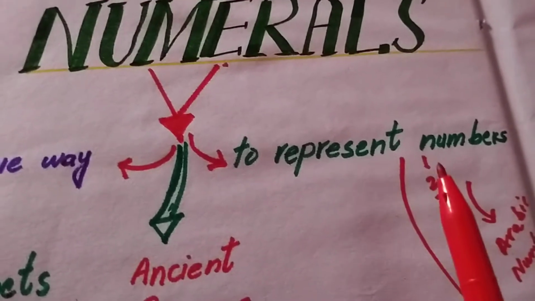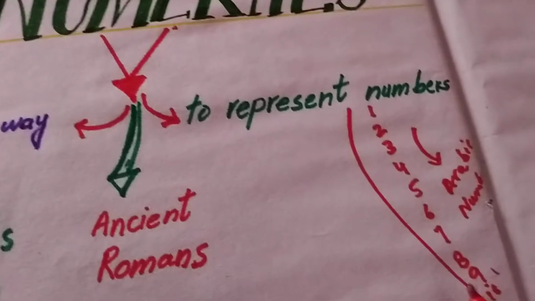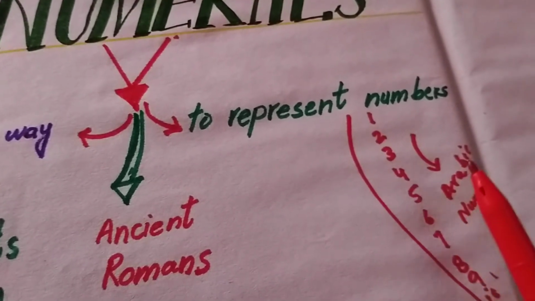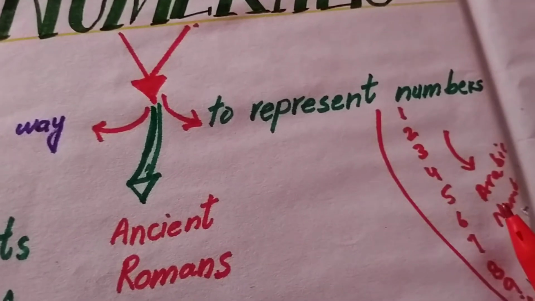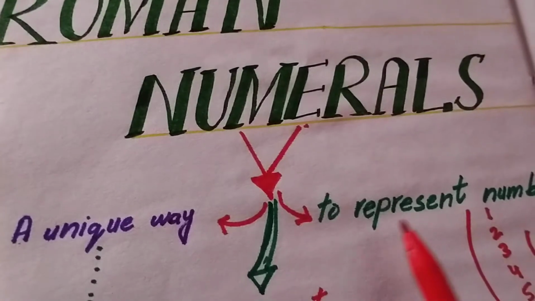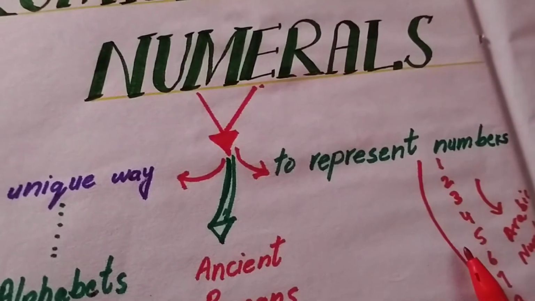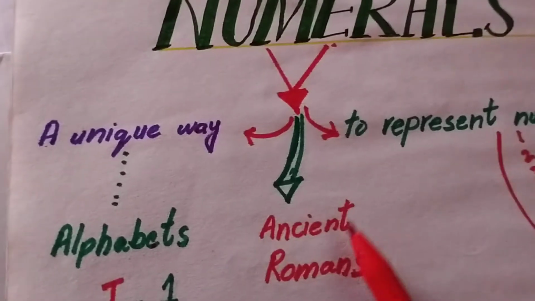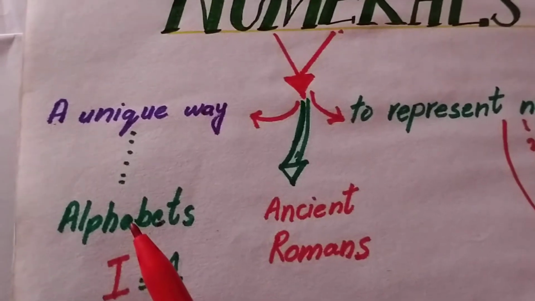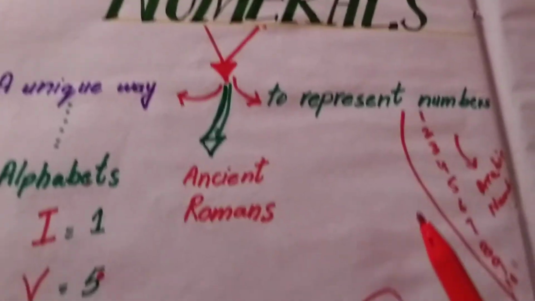What are the numbers? 1, 2, 3, 4, 5, 6, 7, 8, 9, 10. These are the numbers, also called Arabic numbers. Roman numerals are a unique way to represent numbers. Ancient Romans used the alphabet to represent numbers.